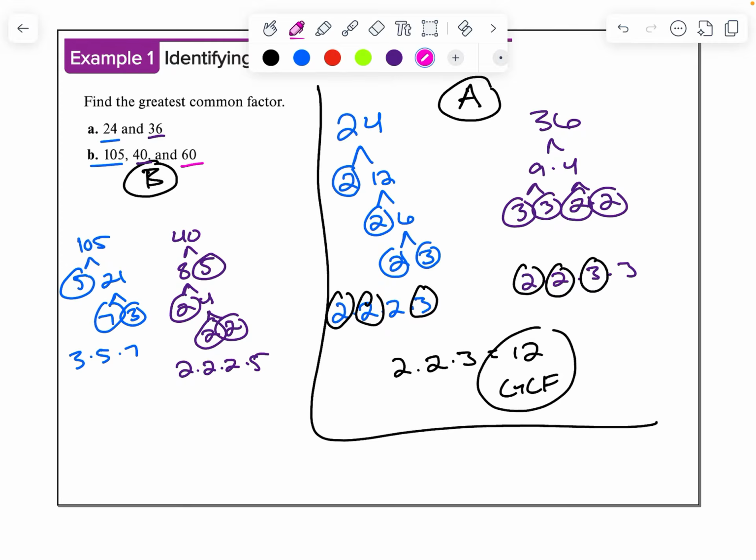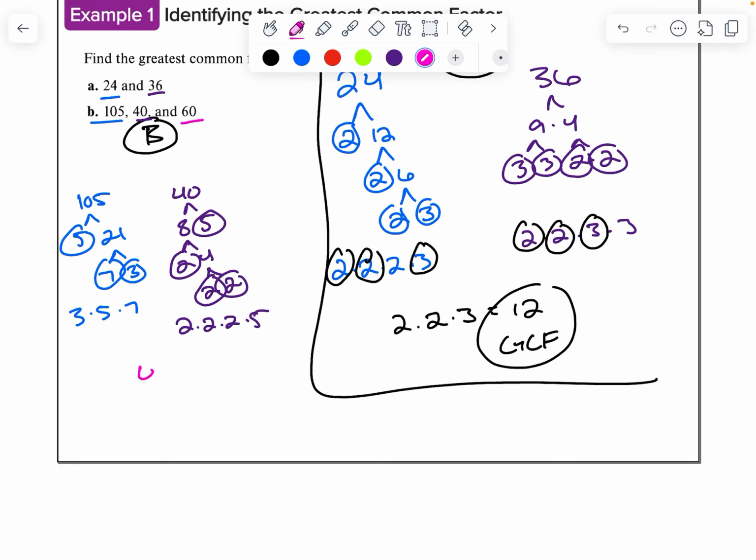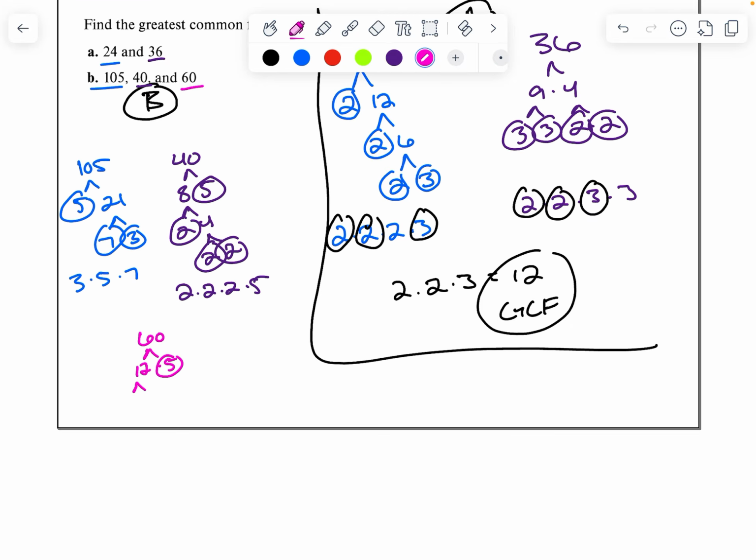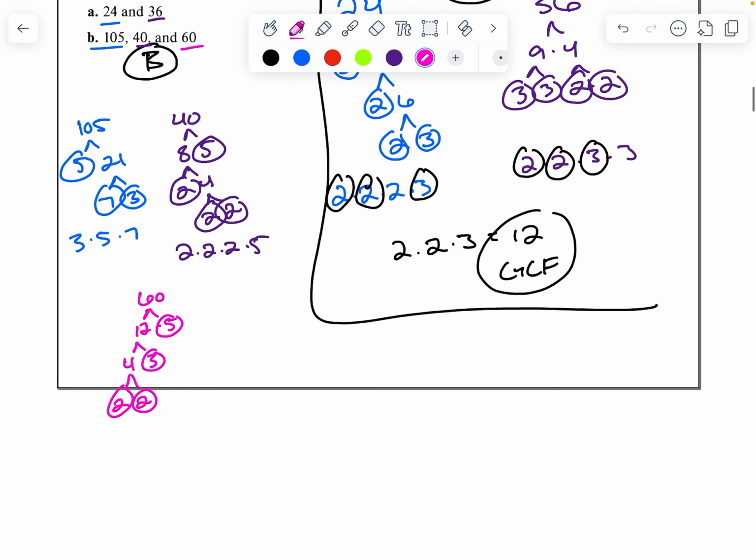And let's choose another color for 60. 60 is 12 times 5. Again, it doesn't matter which way you started. You could have done 6 and 10. 4 and 3 makes 12. And 4 is 2 and 2. And so all together here I have 2, 2, 3, and 5. Notice my prime factors, if I multiply those back together, 2 times 2 times 3 times 5, I do get 60 back. That's sort of a midway check to make sure that you're doing things right.